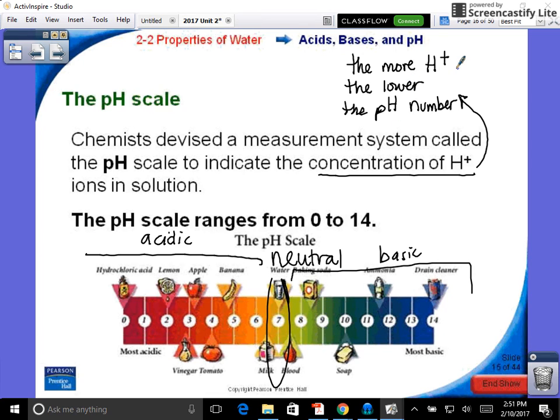But here's the thing to remember: the more hydrogen ions, the lower the number. So there's going to be more hydrogen ions here at 1 than there is here at 5. These are both acids, but this one has more hydrogen ions. So the lower the number, the higher the hydrogen ions. The scale ranges from 0 to 14. We call this area around here, 7, neutral. Then anything above 7 is considered to be basic.